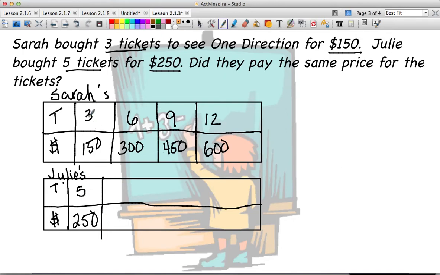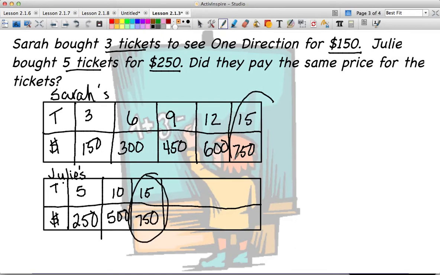So I'm going to look here, and I know easily I can tell that 3 and 5 both will go to 15. So I'm actually going to make my table here go to 15. So I know if Sarah bought 15 tickets, she would have had to pay $750. So let's continue that pattern down here with Julie to see if it's the same. If Julie would have bought 10 tickets, it would have been $500. And if she would have bought 15 tickets, it would have been $750.